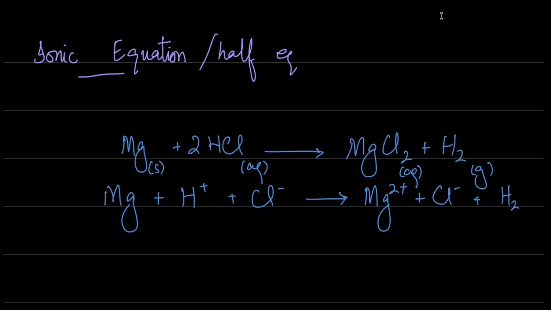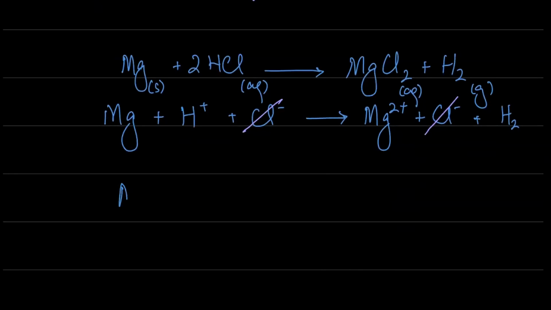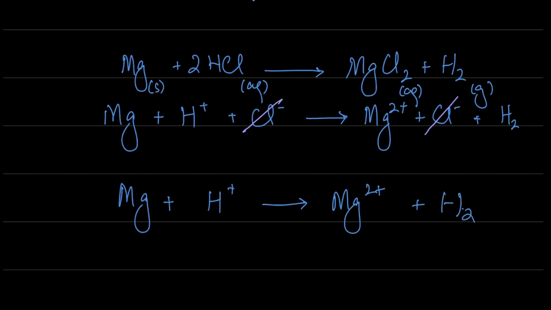Now, the next thing will be कि whatever's on the both sides will be cancelled out. So I have chloride here, I have chloride here, I'll cancel it out. And now what do I have? I have magnesium plus H positive, making magnesium ion plus H2. I need 2 hydrogens, so यहाँ पे 2 आएगा, and it is balanced. So ये मेरी ionic equation है.